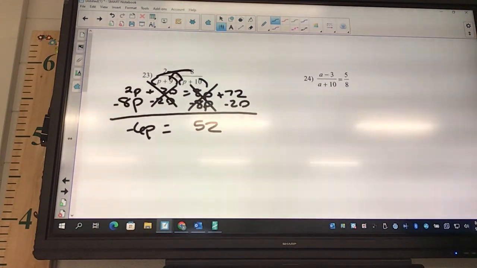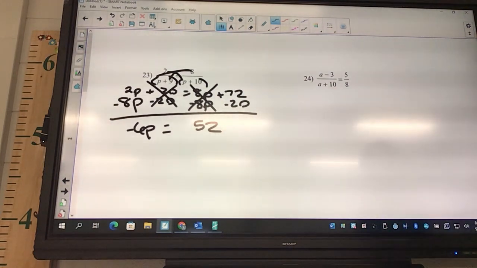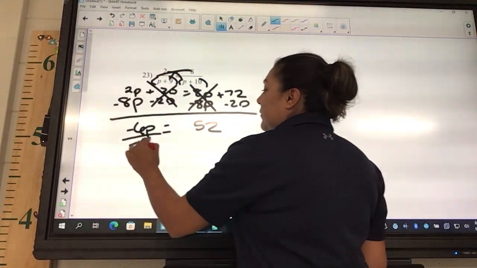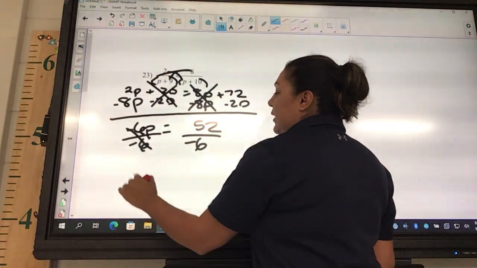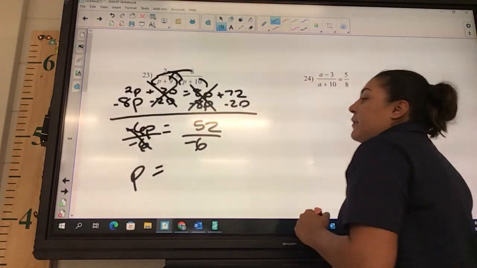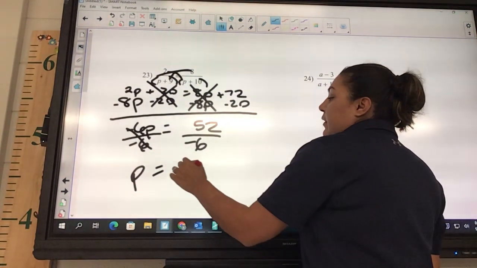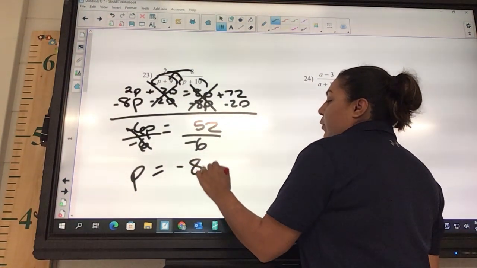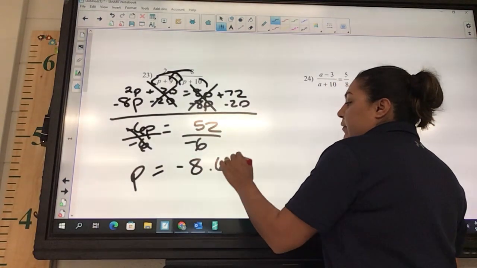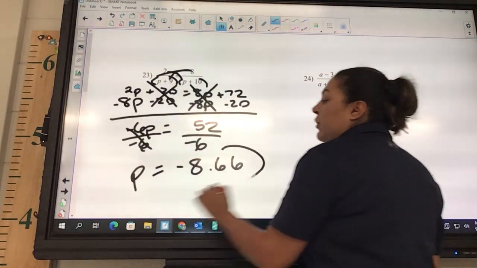And then what? Divide by negative 6. 52 divided by negative 6. Negative 8.6. 6? We'll go with that.